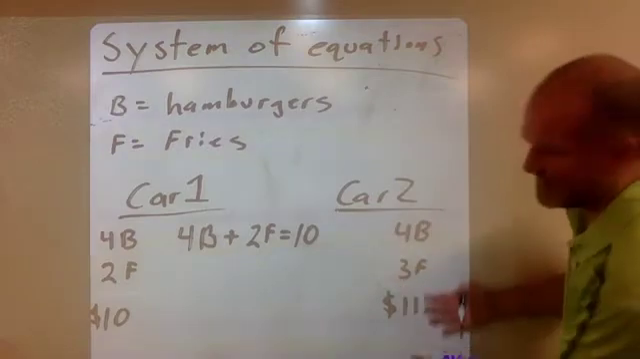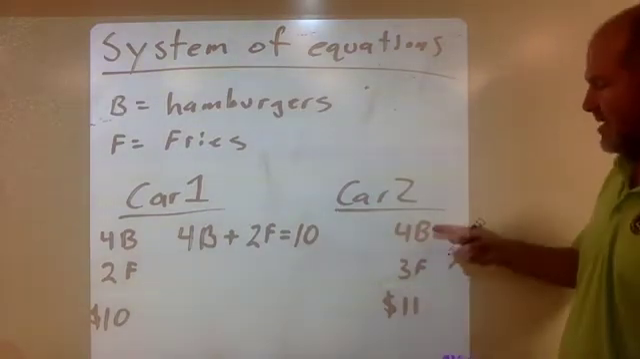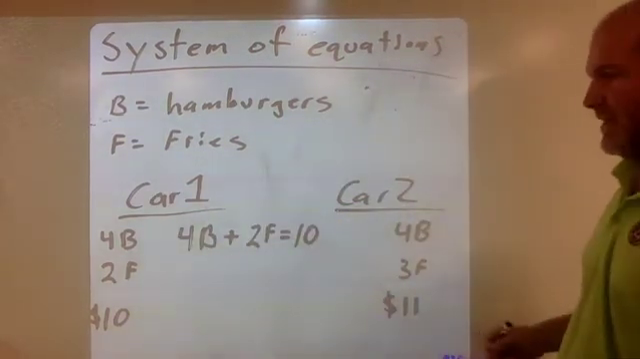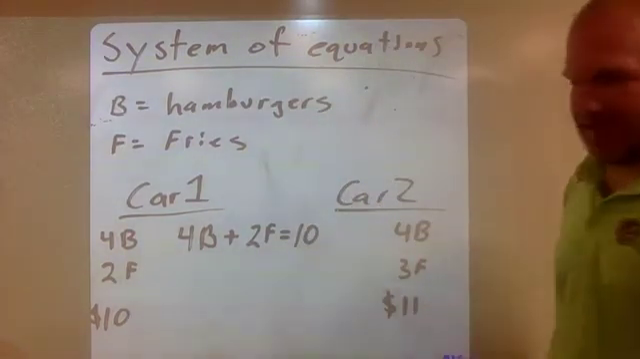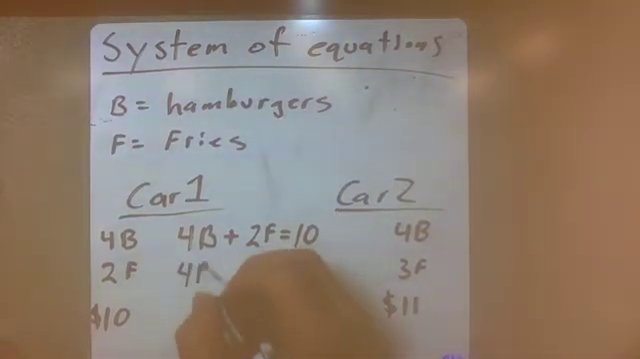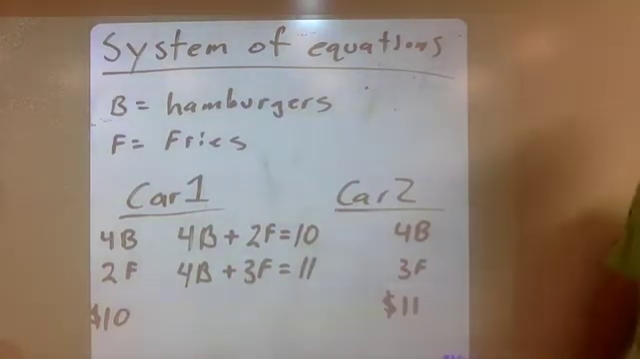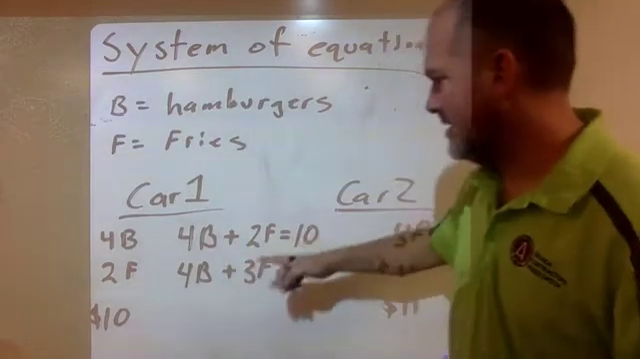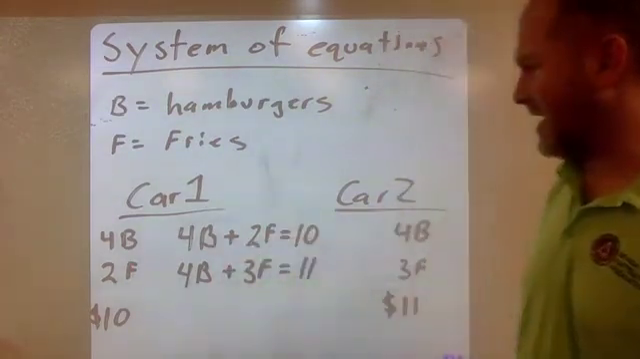So we introduce a second car. We get more data. Now we can figure it out. The second car bought 4 burgers for the same price that burgers cost these guys, 3 fries for the same price that fries cost over here, but they spent $11. So let's build an equation for that. 4 burgers plus 3 fries is equal to 11. Now we can figure out how much it costs for 1 burger and 1 fry. And that's the ultimate goal here, to solve for B and to solve for F, which means how much does 1 burger cost, how much does 1 fry cost.